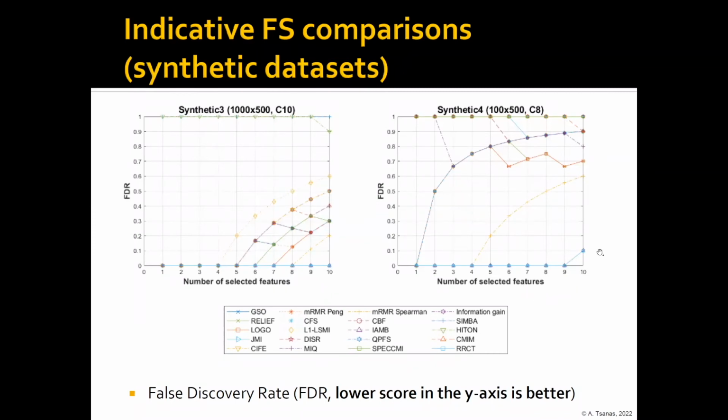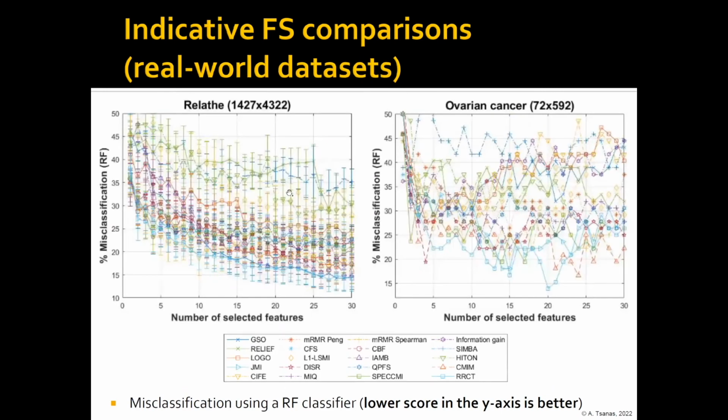However, all these are synthetic datasets, and someone might accuse me that I've tried to make things up. So let's see how things work in the real world. And again, you see a dataset, this Relaith, where basically you have 1427 samples and more than 4,000 features. So again, a very big dataset with a very large number of features. And you can see, once again, this is an error, so the lower the better. Once again, you can see that my algorithm is actually outperforming the competing approaches, which in some cases perform really badly, as you can see, more than 40% misclassification.